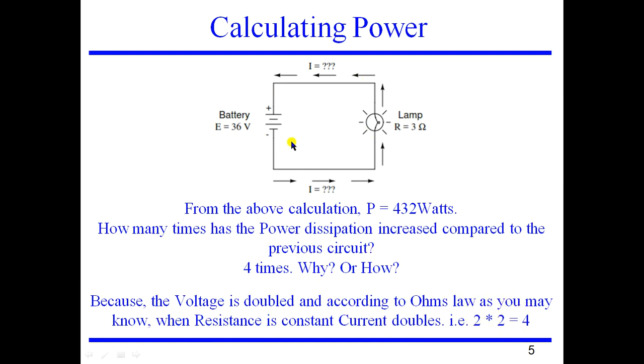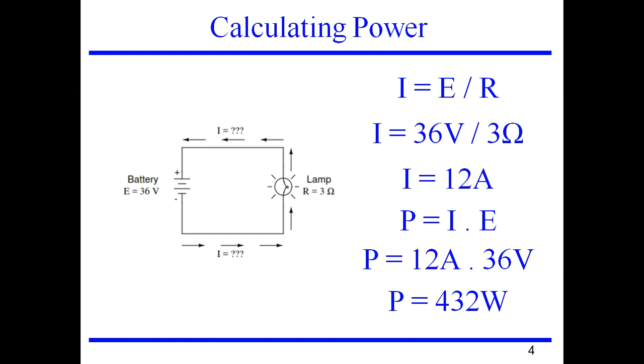So you understand that when I double the voltage, my current also gets doubled. So the power that is dissipated by this lamp also gets doubled. So I hope you understand the power concept in this example of 432 watts. So you have seen the formula P is equal to I into E in this example.